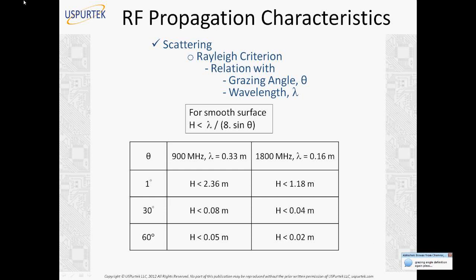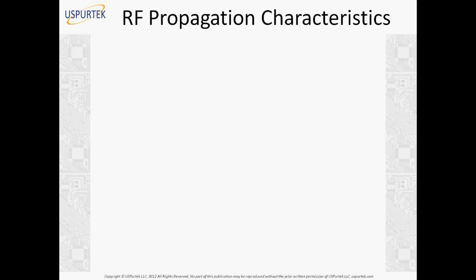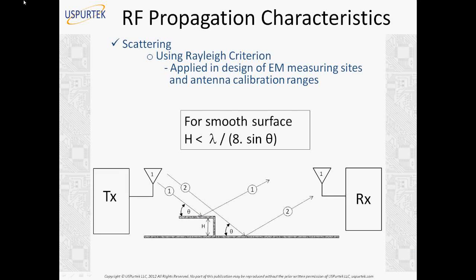there's a question: grazing angle definition again, please. Okay, let me go back to the previous slide. This is the grazing angle. You see, ray 1 is incident on the object at angle theta. This is the grazing angle.